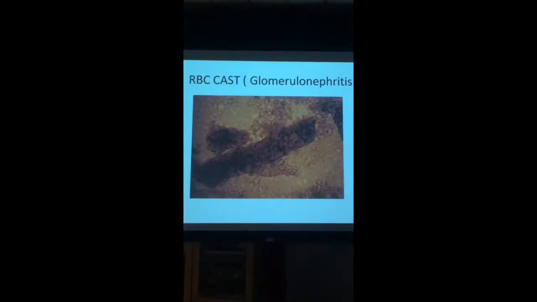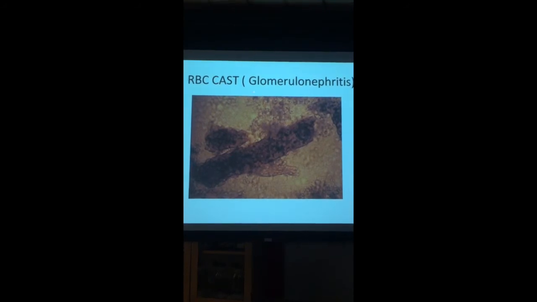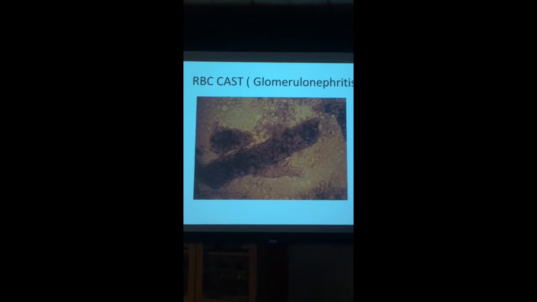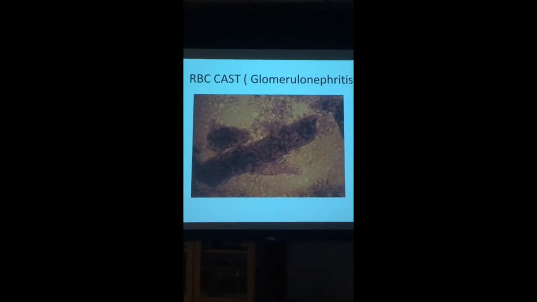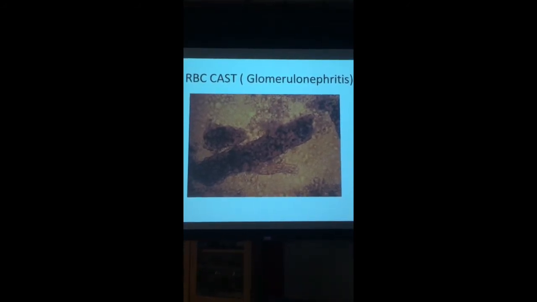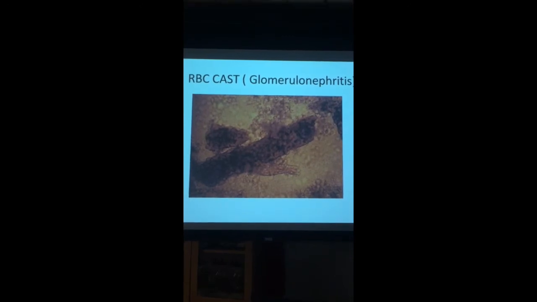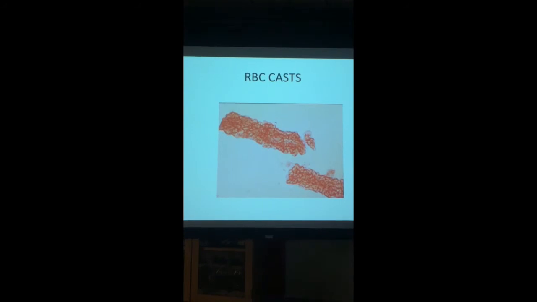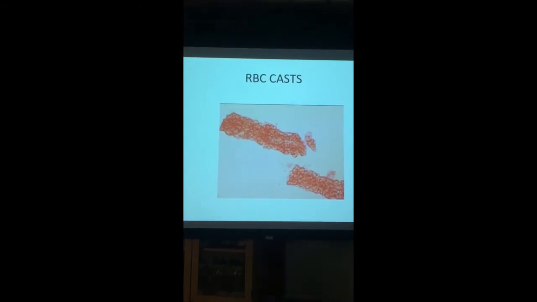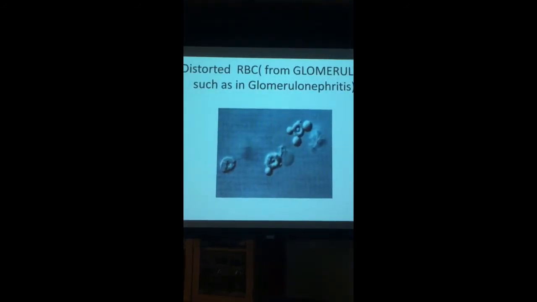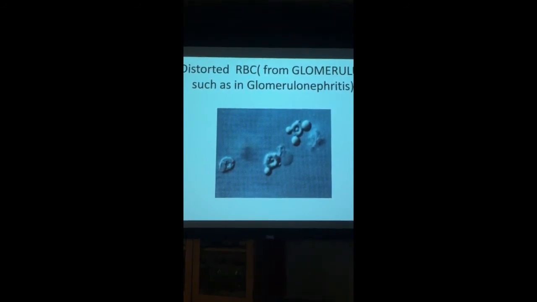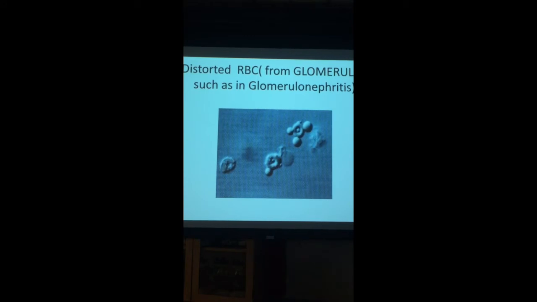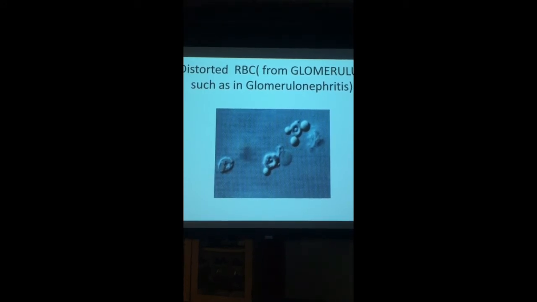Okay. Cast, these are red blood cell casts. Glomerulonephritis means where the glomerulus has an infection in it, or it could be damaged for other reasons. Could be sclerotic, could be from diabetes, a bunch of different reasons. I like this one because it shows it red, so red blood cell cast. Okay, these are distorted red blood cells, as in glomerulonephritis. So you shouldn't have any blood in your urine, basically.